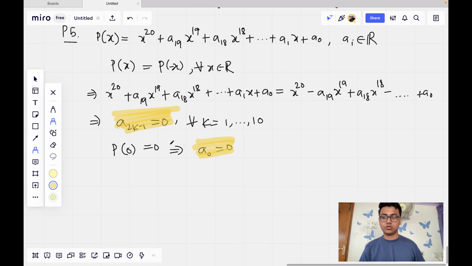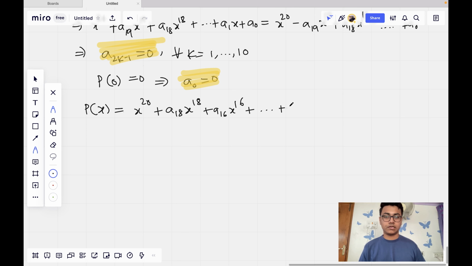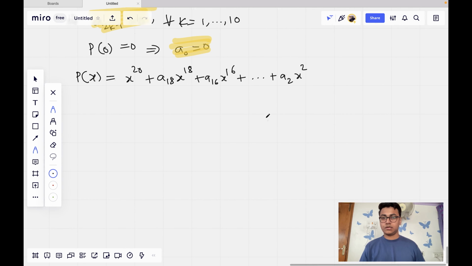So using these two data, we can write the polynomial more simply as P of x is just x to the power 20 plus A18 x to the power 18 plus A16 x to the power 16, like this till A2 x squared. Okay.